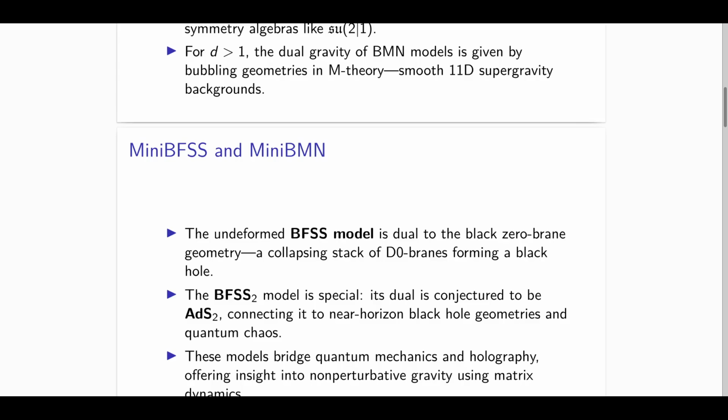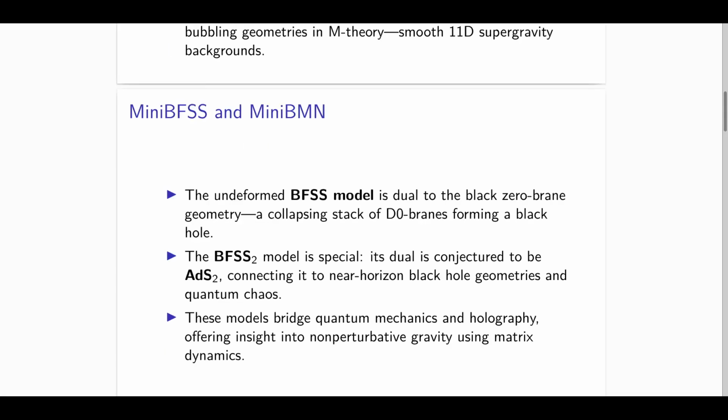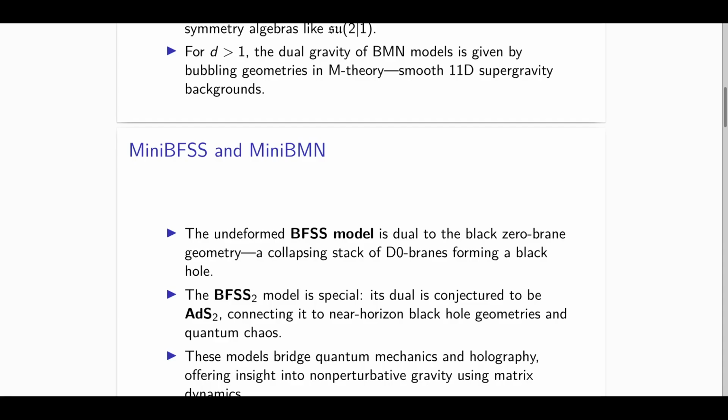Now let's talk about the dual gravity side of the story. For the BMN matrix models in more than one dimension, that is, for D greater than 1, the dual description in M-theory is known as the bubbling geometries. These are intricate, curved backgrounds in 11-dimensional supergravity, capturing the dynamics of branes in a highly symmetric and controlled setting. They offer a geometric realization of the matrix quantum mechanics, embedding the matrix degrees of freedom into smooth, curved spacetime.